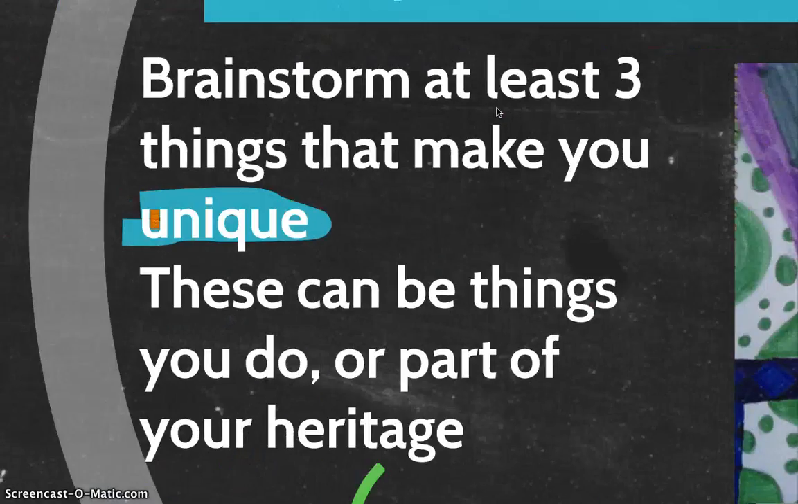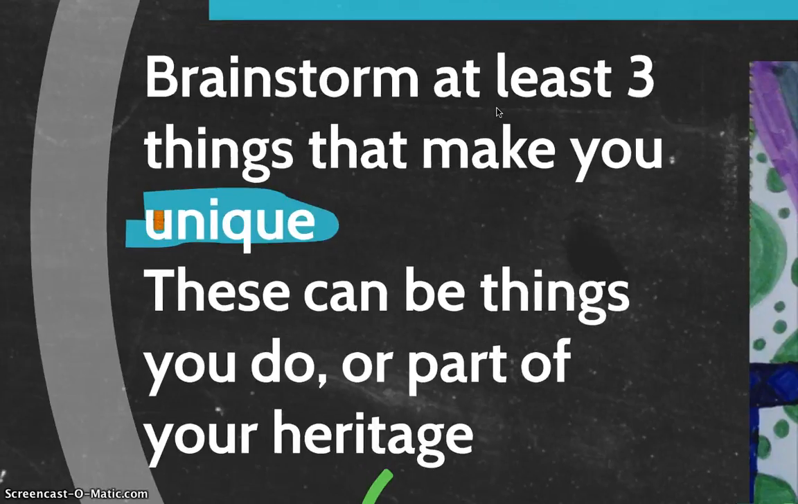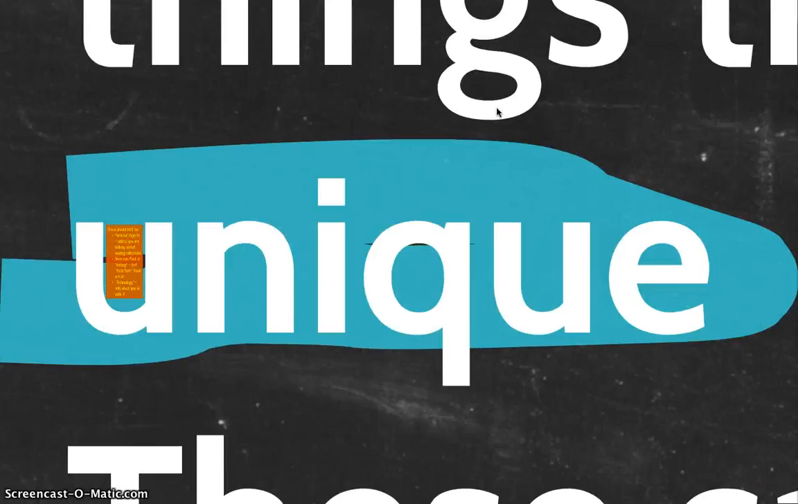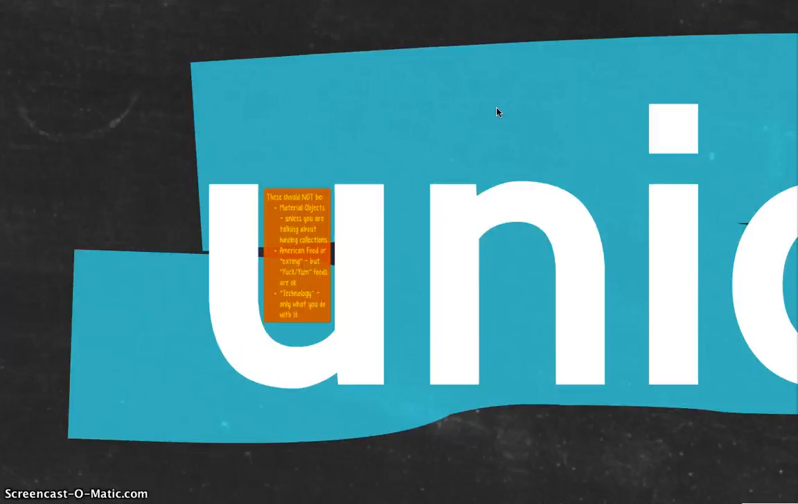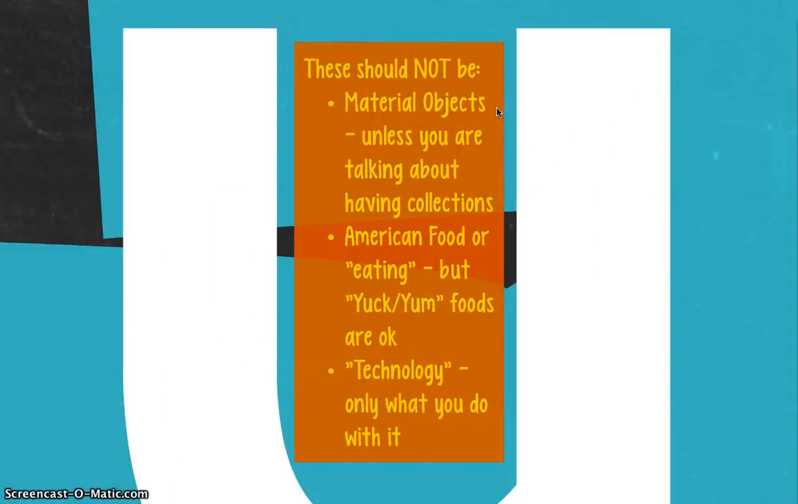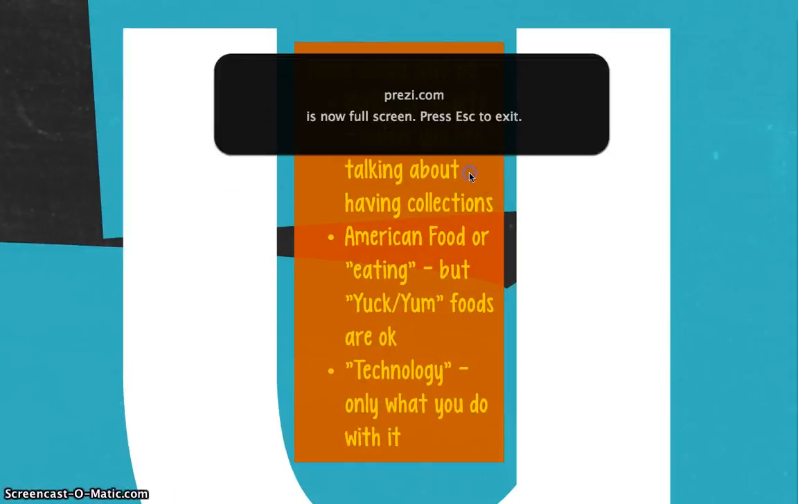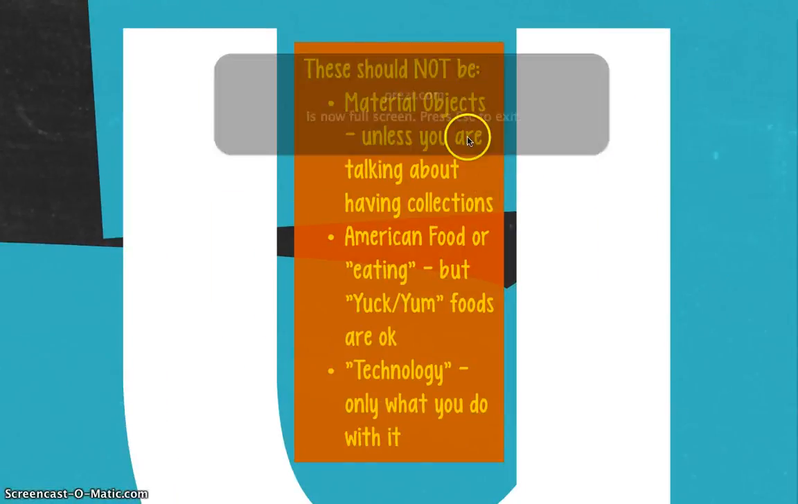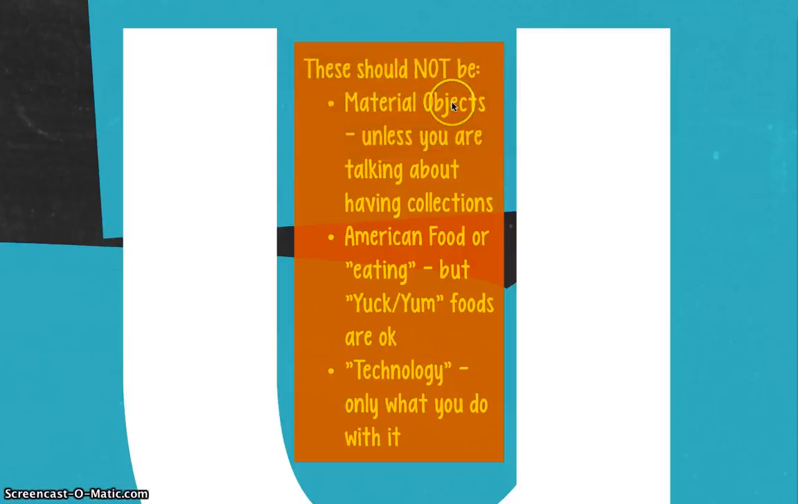So, now you're going to come up with at least 3 things that make you unique. They can be things that you do or like to do, or things that are part of your heritage. But they're things that make you unique. So I'm going to go over a couple of things that don't make anyone unique. Things that I should not see are material objects, unless you're talking about having collections.